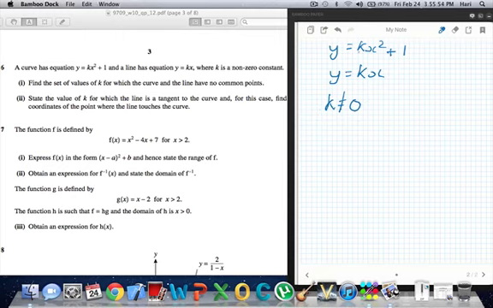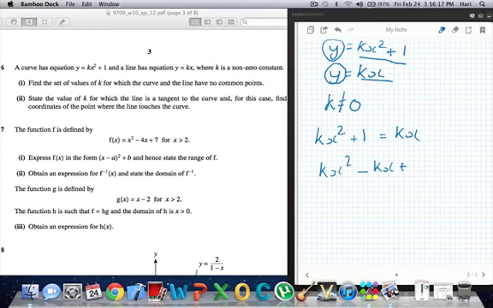If they don't have any common points, first let's get an equation for this. We see a y over here and we see a y over here. So we can immediately equate these 2 equations. We get kx squared plus 1 is equal to kx. If we simplify this, we get kx squared minus kx plus 1 is equal to 0. Now this is our equation. It's in the form of a quadratic equation.